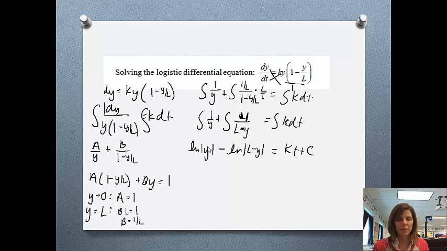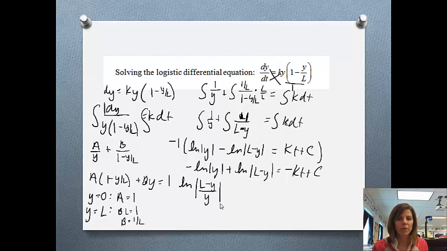All right, one thing that I'm going to do, just because I want this problem to work out nicely, I'm going to multiply through by negative 1 before I try to simplify that at all. So I'm going to get negative natural log of y, or actually that will turn to plus natural log of L minus y, is equal to negative kt plus c. The next thing that I'm going to do on the left side is put my ln's together. Since the L minus y is positive and the y is negative, the L minus y is going to go in the numerator. So I'm going to get ln of L minus y over y, and that's going to equal negative kt plus c.